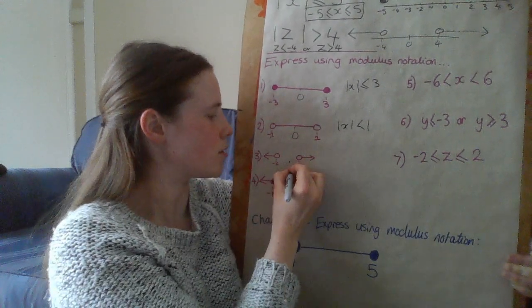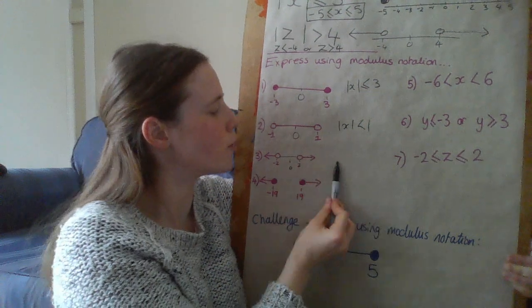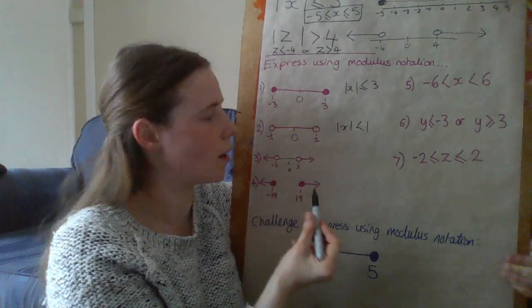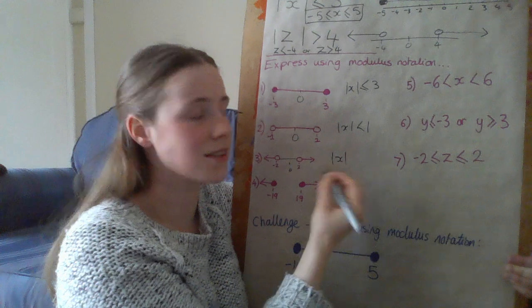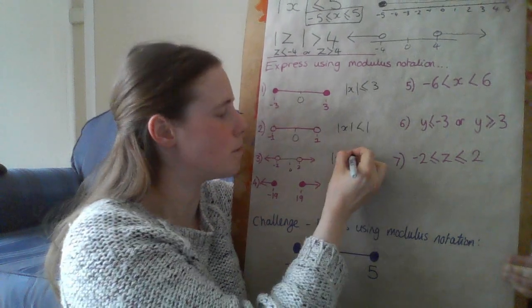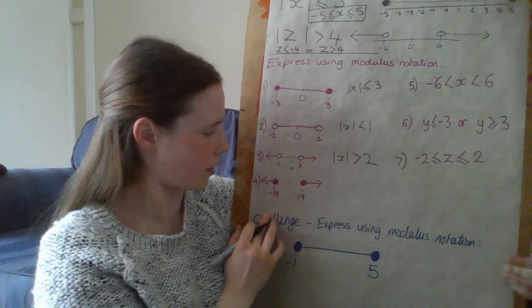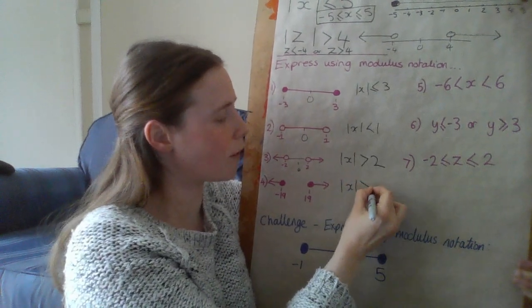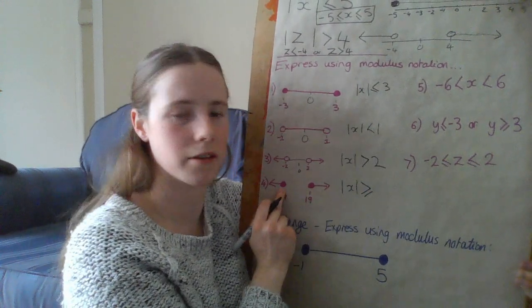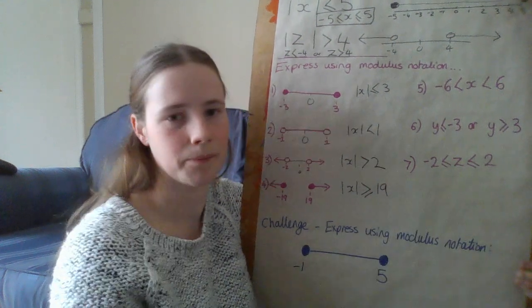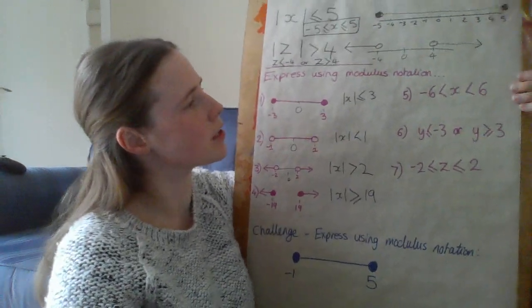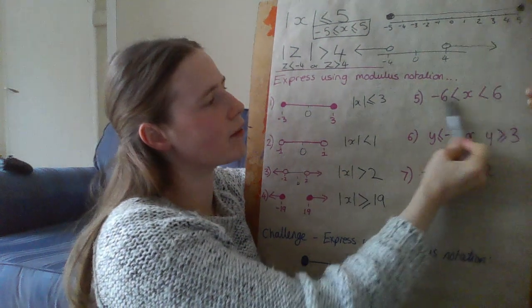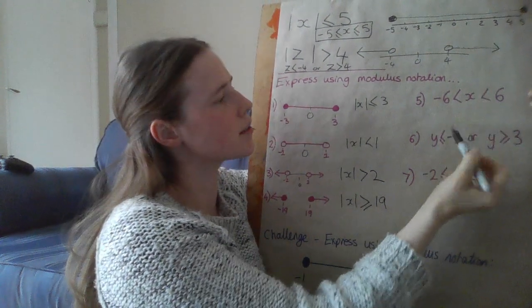These ones here, if I put 0 in, we're noticing I'm further away from 0 than 2 or minus 2. So the modulus of x, the distance from x to 0, has to be bigger than 2. Okay, and this one here, similar idea, modulus of x has to be bigger than or equal to, because I'm colouring the circles, 19.